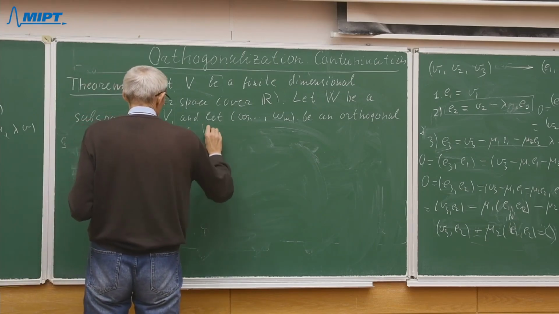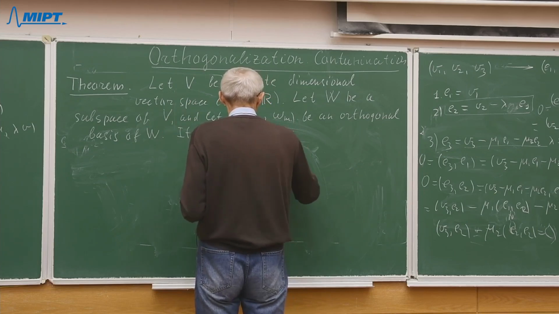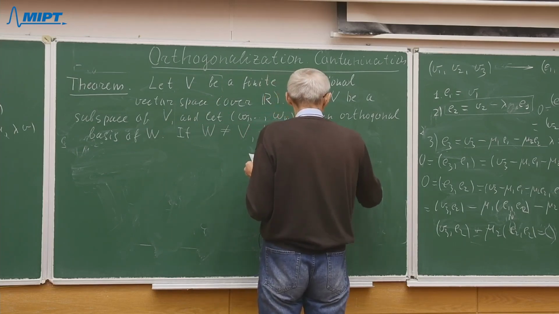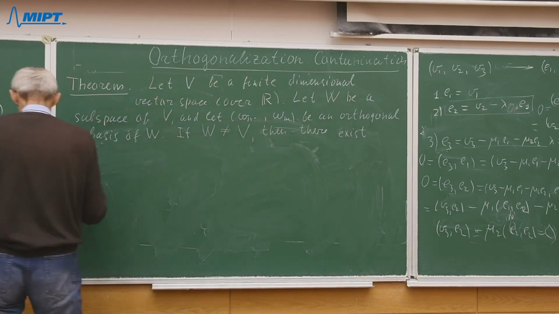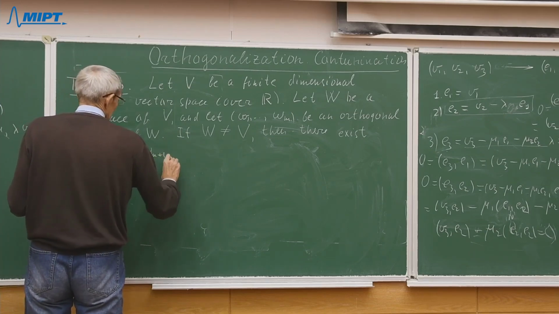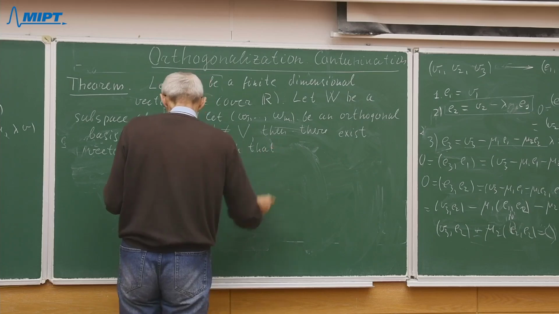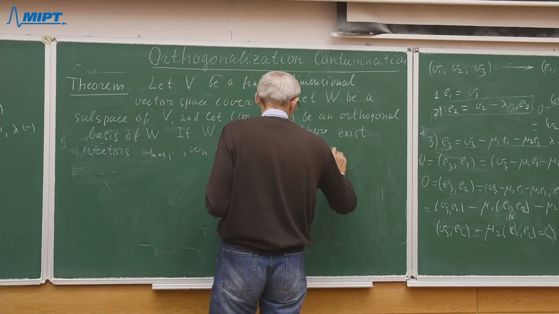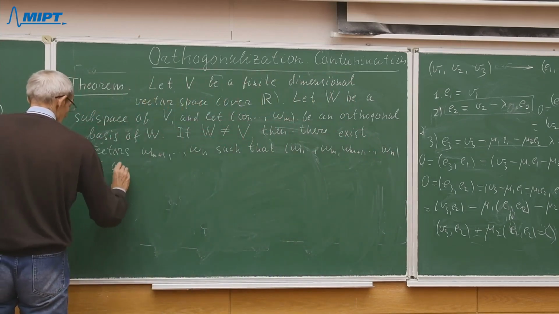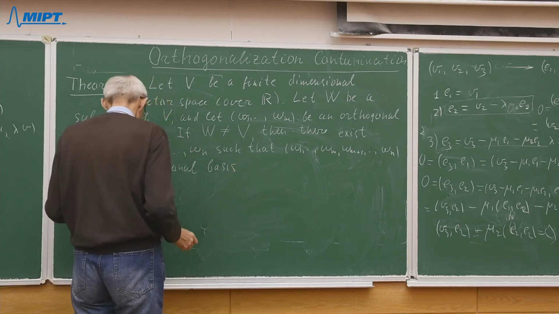If W is not equal to V, then there exist vectors Wm plus 1, ..., Wn such that W1, ..., Wm, Wm plus 1, ..., Wn is an orthogonal basis of V.